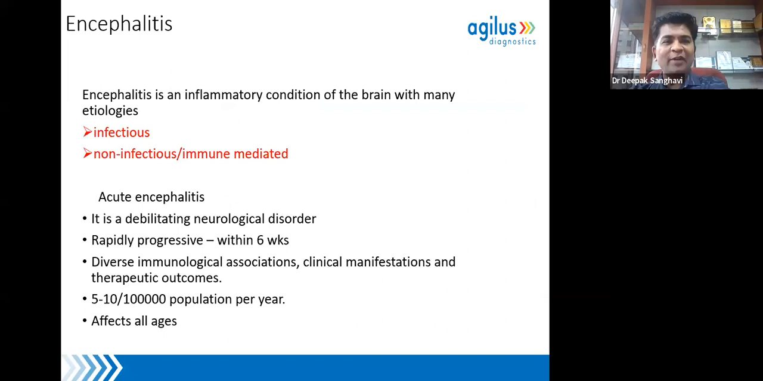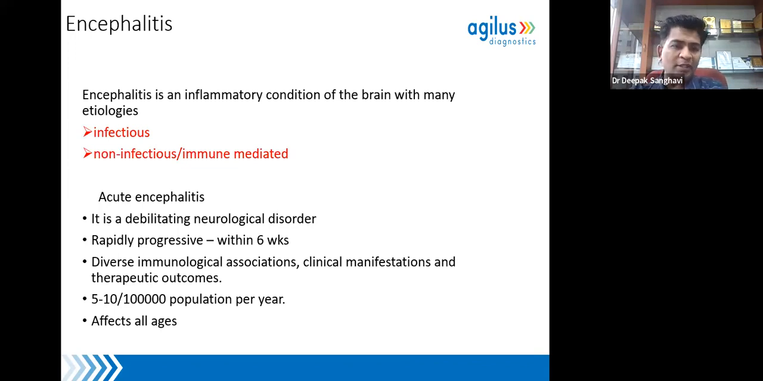Encephalitis means an inflammatory condition of the brain by definition. We know that there are two main causes of encephalitis. One is the infectious causes and the other is non-infectious, which we also call immune-mediated. And that is the topic of today's discussion, the autoimmune encephalitis.